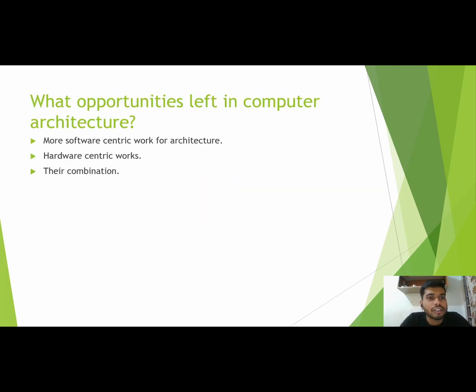The next topic we are covering is what opportunities are left in computer architecture. Dave covers this in two points: first, more software-centric work for architecture; second, hardware-centric work and their combination. Why is this so? Because in the current scenario, people are shifting to Python rather than C because of its usability in different domains. The shift from C to Python, a highly interpreted language, has asked for a better architecture to work.